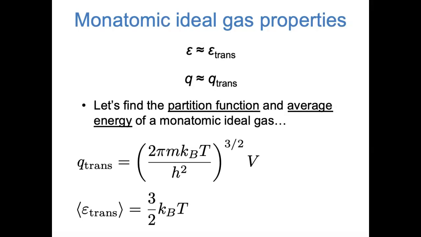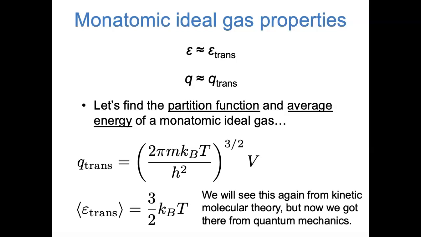This is an important result. One interesting thing to notice is that the average energy of a monatomic ideal gas doesn't depend on m. In other words, it doesn't depend on what type of atom we're looking at. The average energy is 3/2 kBT regardless of what element it is.